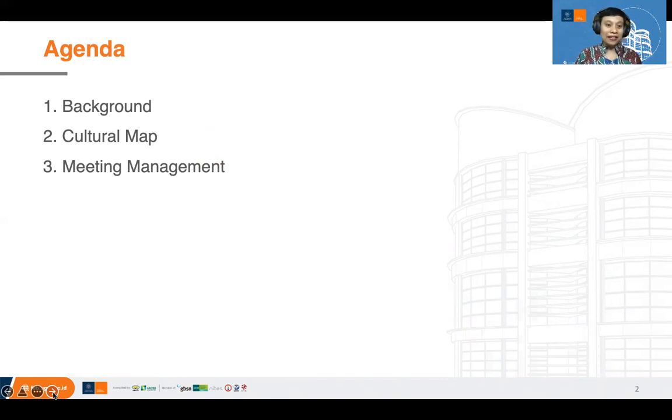Secondly, we will have a detailed discussion about the cultural map as defined by Erin Meyer. This is a very specific method that we can implement to see the differences in dealing with a different culture, in a meeting and in our daily situation. And the next one, let me take you to the discussion of meeting management.